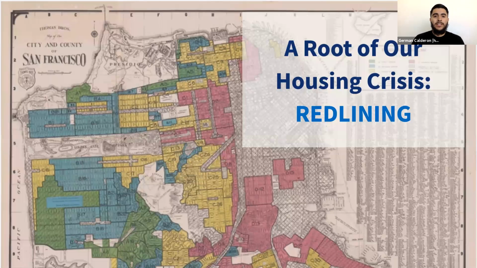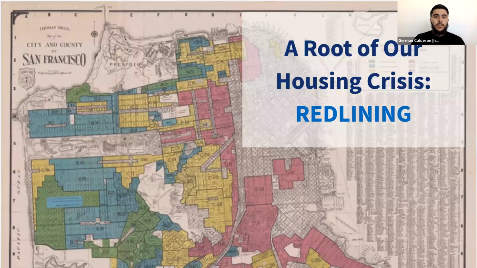The affordability crisis is decades in the making. The policy choices we've made over the course of decades have set us up for this level of pain that our community is feeling, especially now during the pandemic. In the 1930s, the federal government instituted a policy that's still felt today, especially by communities of color in the Bay Area, in California, and all across the country, and that policy is redlining.